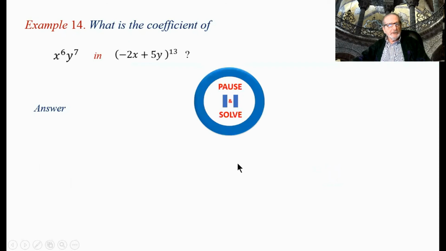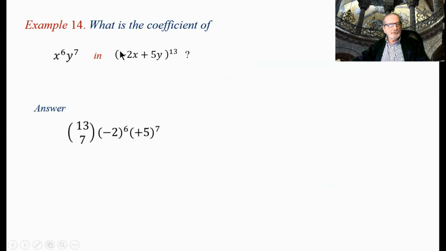On your own, what is the coefficient of x to the power 6, y to the power 7 in minus 2x plus 5y to the power 13? Again, notice that 6 plus 7 is 13. These exponents should add up to be equal to this. And the answer is very easy now. 13 choose 7, minus 2 to the power 6, plus 5 to the power 7. Since the power here is even, this will give you a positive number.